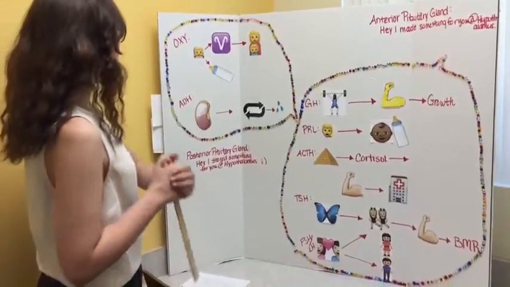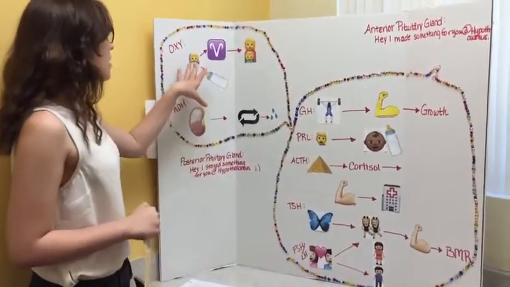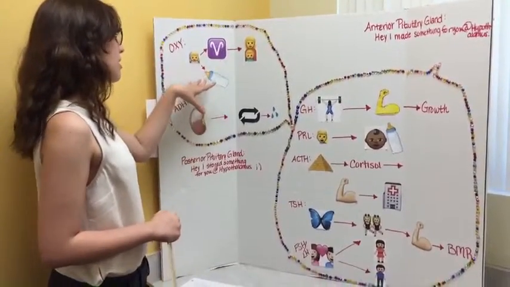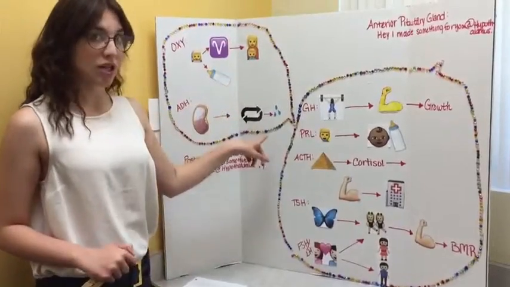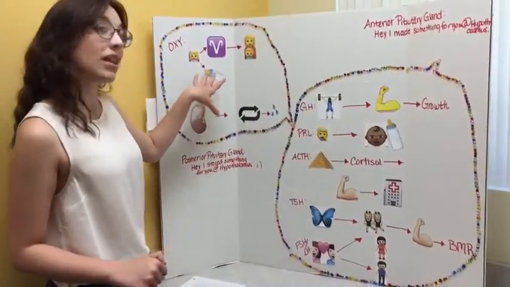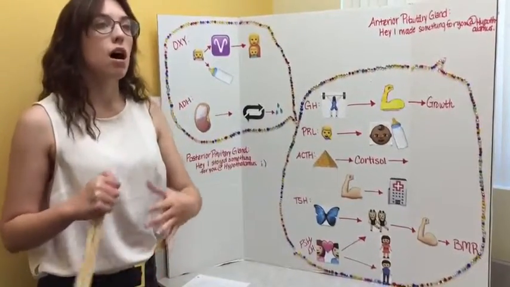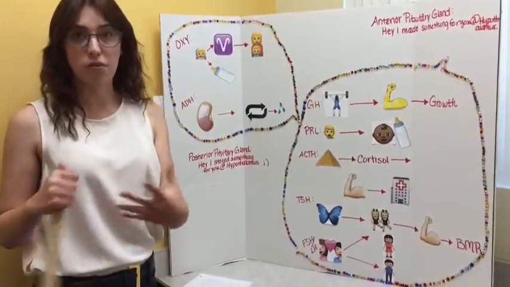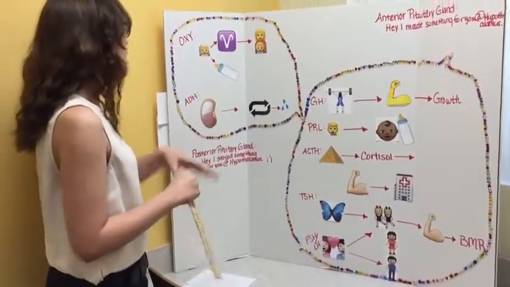So the posterior pituitary has oxy and ADH. Now, oxy targets your uterus and your breasts, and in the uterus it causes labor contractions. And in the breast, it causes milk production. This is also called the love hormone, because from the first sip of milk from the baby off the breast, it causes a stronger bond between mommy and baby.